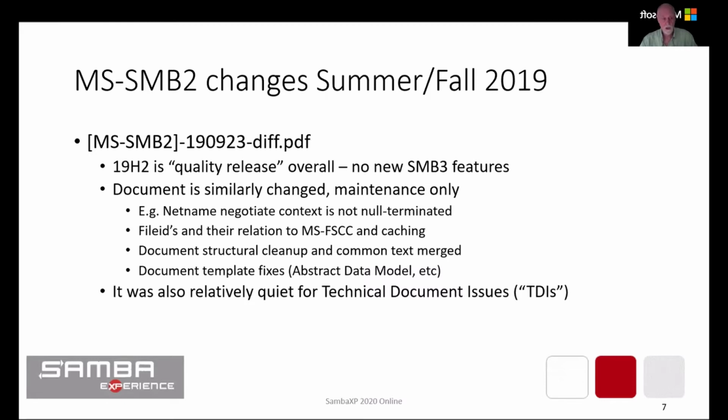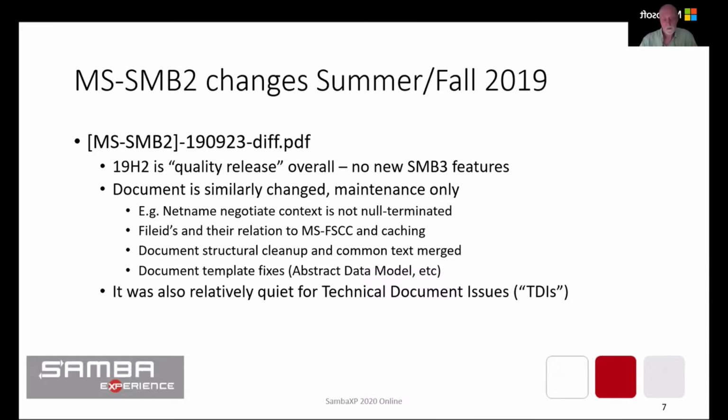There's been a real doubling down on quality across Microsoft products. And the 19H2 release was intentionally held back. Features were intentionally held back in order to improve the quality. So the MS-SMB2 document is similarly changed, basically, it was only maintenance. There are no new features in SMB3, SMB2 appearing in the fall release. Just some bug fixes and a number of document fixes.